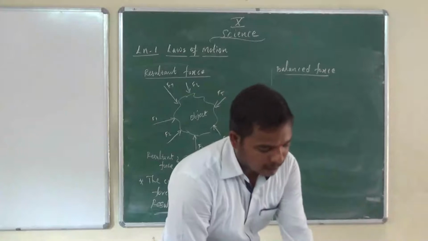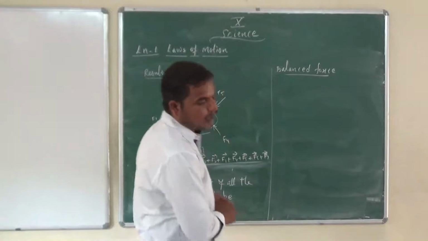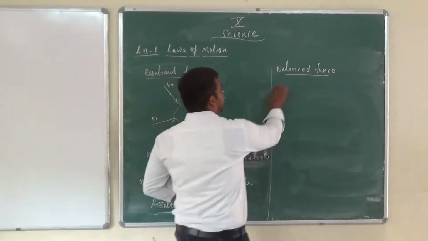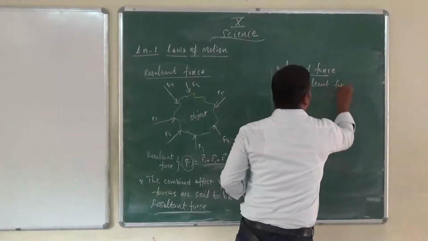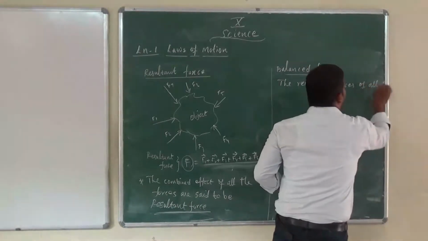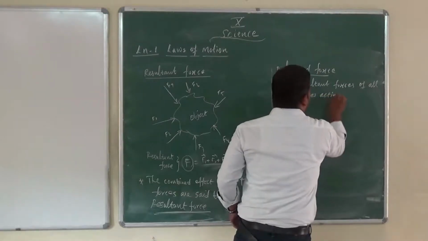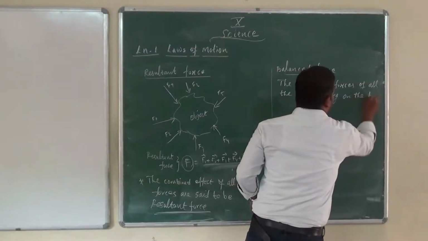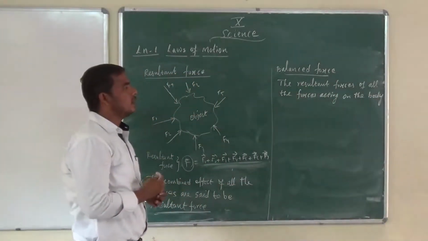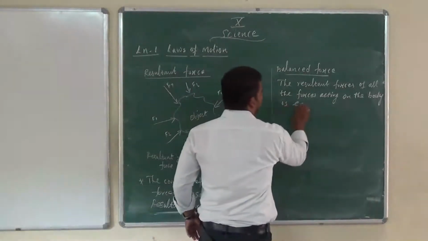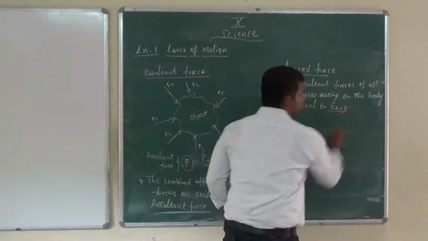Next, our topic is balanced force. What is that? The resultant force of all the forces acting on the body is equal to 0.